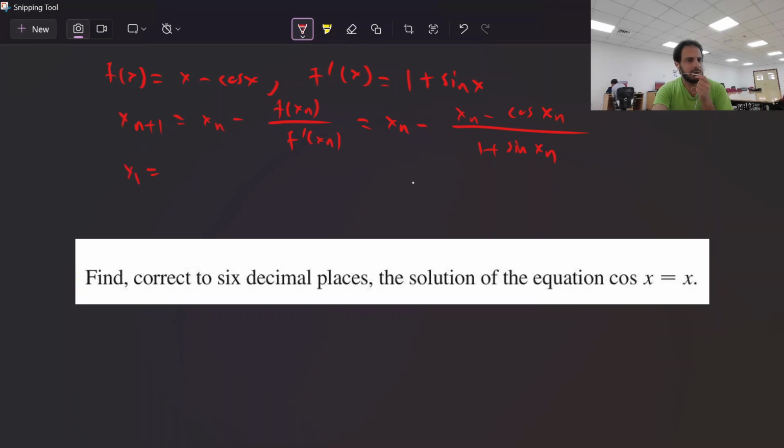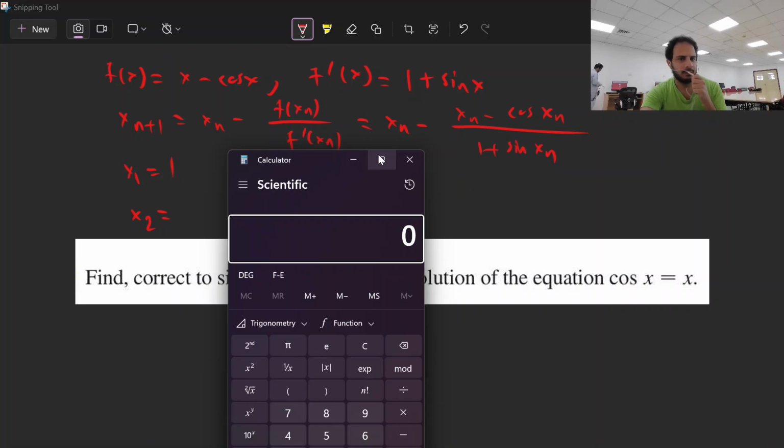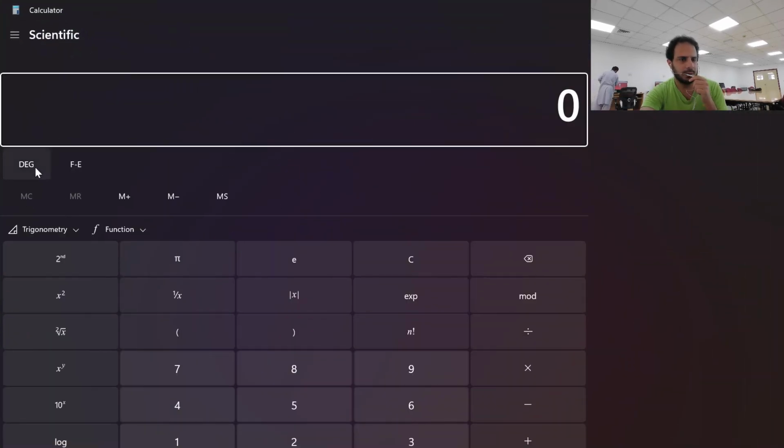We want x1 equals 1. In this example, 1 is good. Now, let's find x2. Here we need it to be correct to 6 decimal places, okay? So again, we will explain this idea again because it's important. Let's find x2 now. What should we do first before using the calculator? What do you think?